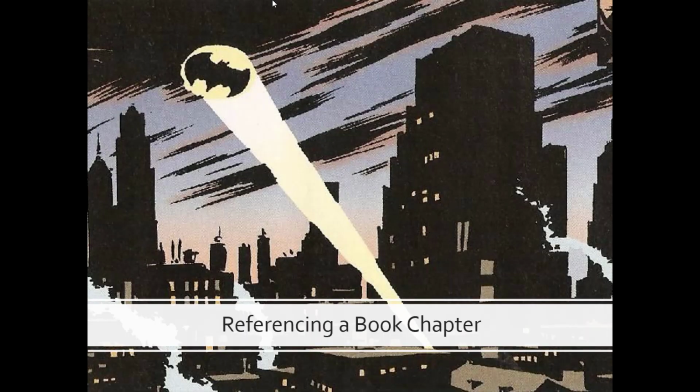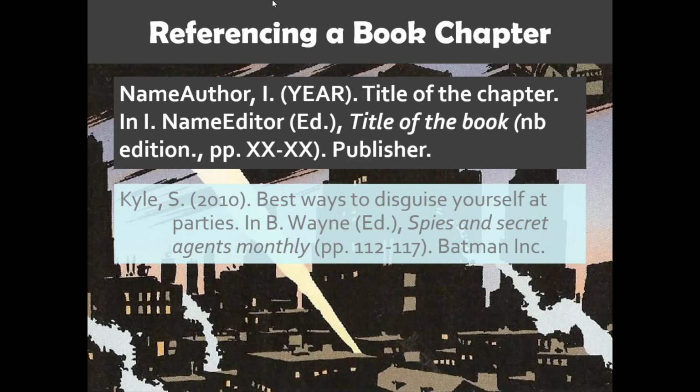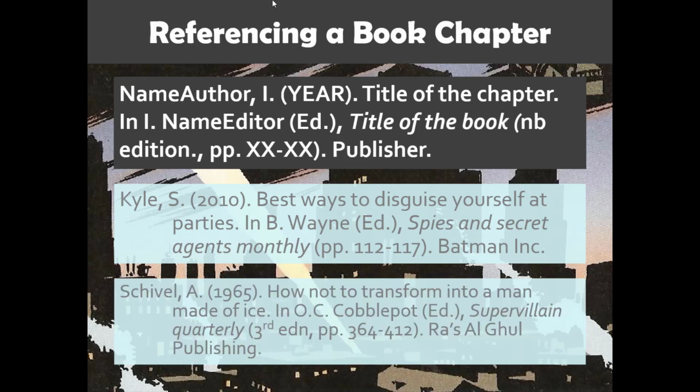To reference a book chapter, you'll need to put the name of the author, followed by a comma, then the initial, followed by a full stop, then between brackets the year of publication, followed by a full stop, then the title of the chapter, followed by a full stop, then "In", the initial of the editor, then the name of the editor, then between brackets Ed. with a capital letter, then a full stop, then close the brackets, then a comma, then the title of the book in italic, followed by between brackets the number of the edition, if there is one, followed by a full stop, followed by a comma, then the pages the chapter is located at, with a hyphen in between, then close the brackets, then a full stop, then the name of the publisher, and then a full stop.